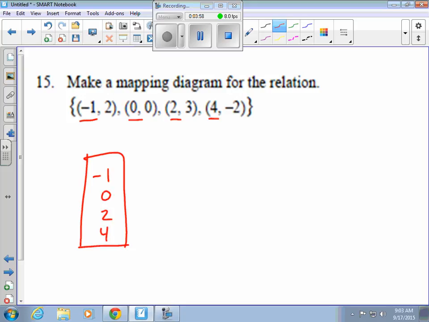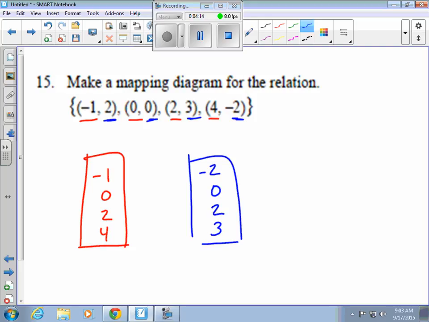If you drew it as an oval, that's the same thing. You don't have to rewrite it. The same thing with your output values: 2, 0, 3, and -2. Again, put it in numerical order. So -2 would be first in that one, then 0, then 2, then 3. So those are your input and output values.